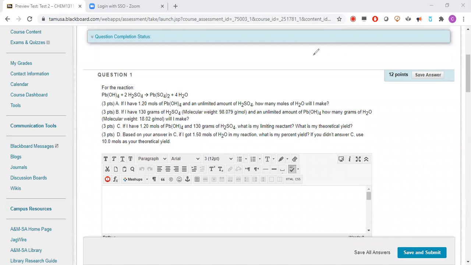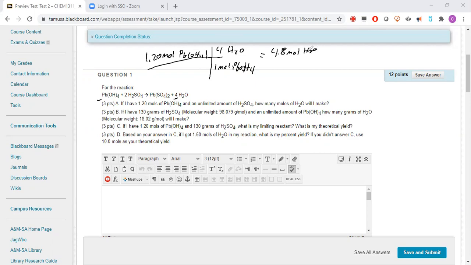So we're trying to get from lead hydroxide to water. So the way we do that is I have 1.20 moles of PbOH4. If I go to my problem, I see for every 1 mole, I make 4 moles of water. So 1 mole of PbOH4 is 4 moles of H2O. So you just multiply 1.2 by 4 and get 4.8 moles of H2O.